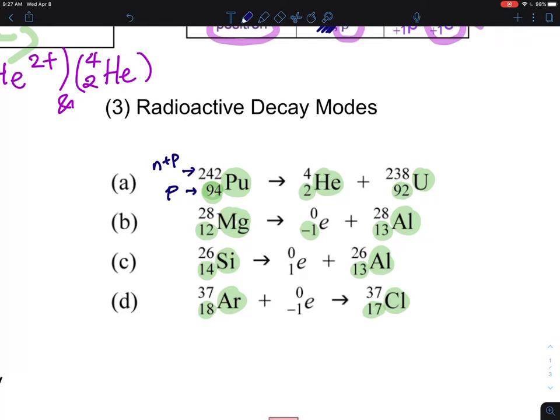And then the nuclear reaction also tells you what kind of emission it is. This is what you call an alpha particle, so this is an alpha particle emission. This is a beta ray emission. This is a positron emission, and this one is an electron capture.